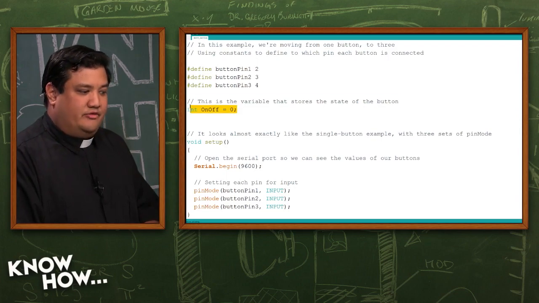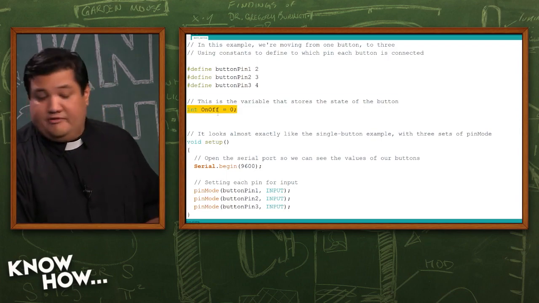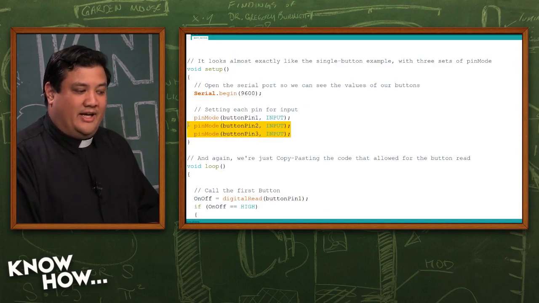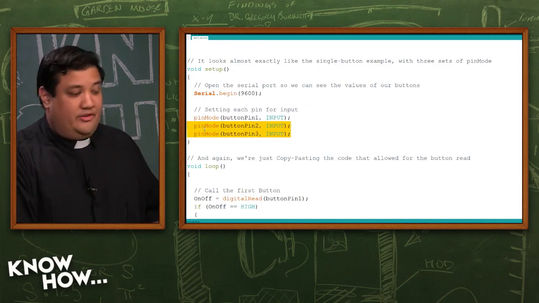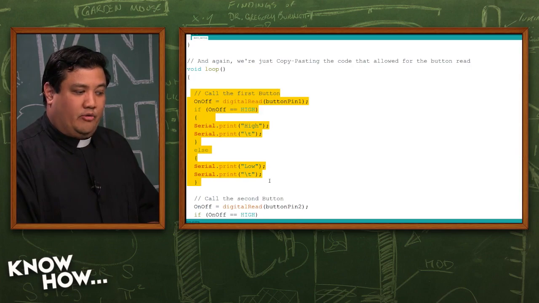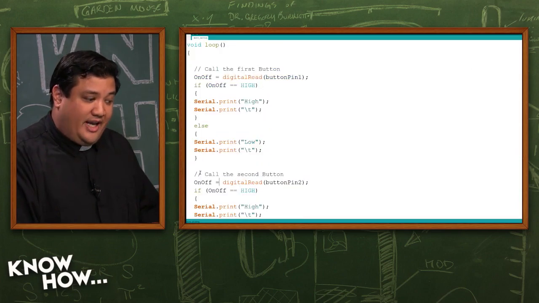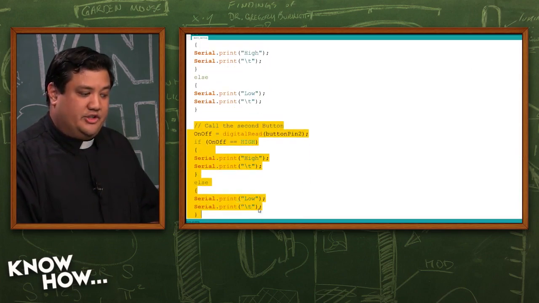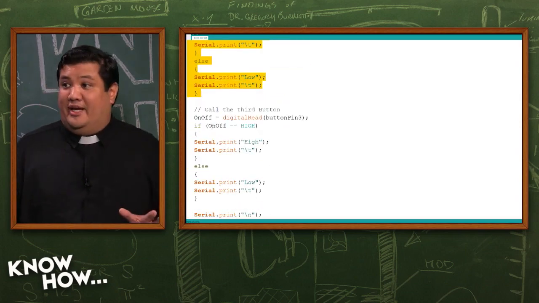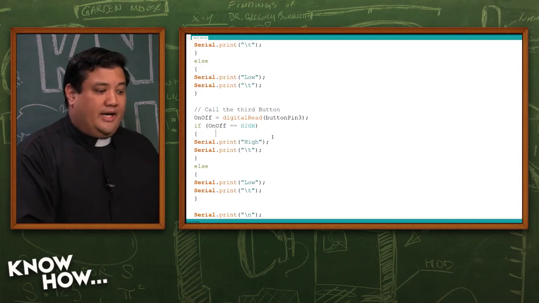So I still have this variable that stores whether or not it's on or off. I still have, in my setup, looks exactly the same, except I've added 2 more pin modes for button 2 and button 3. And then in the loop, I'm doing the same thing. So I'm going to call the first button, and then I'm going to run that function. Then I call the second button, and then I run that function. And then I call the third button, and then I run that. So that's just copy and paste. But I do have to set this up.